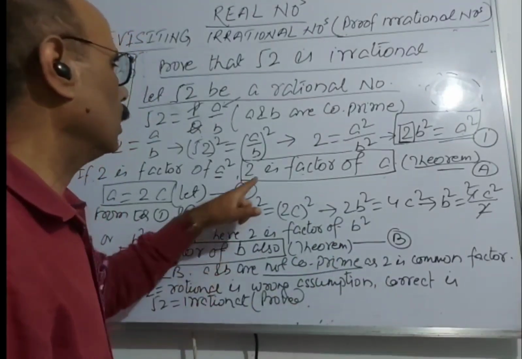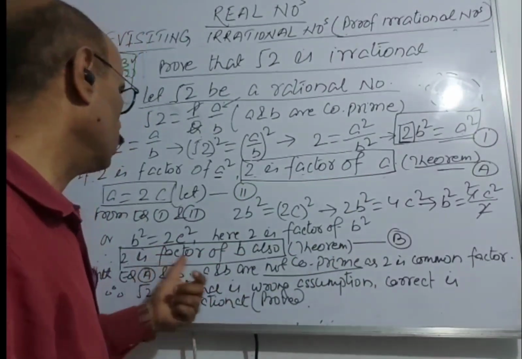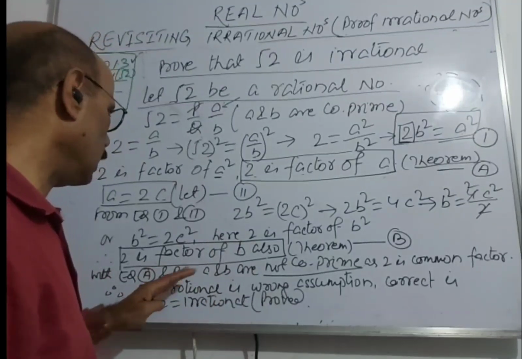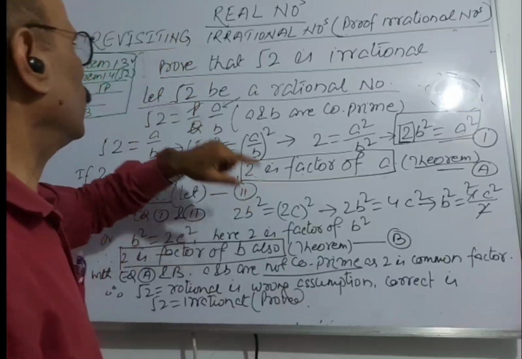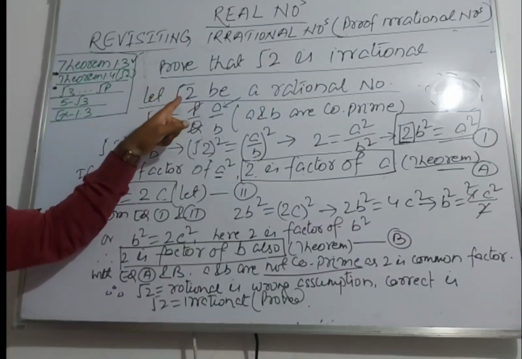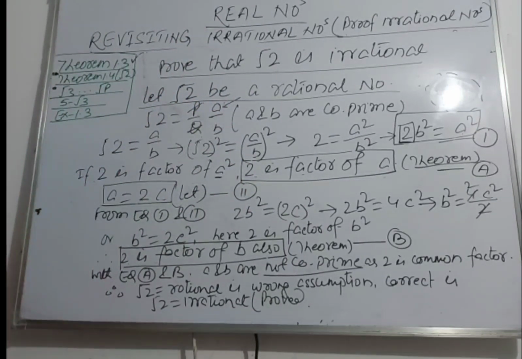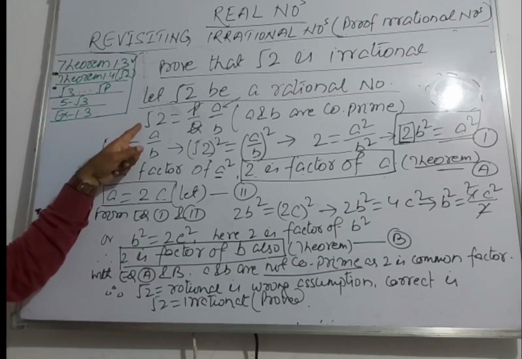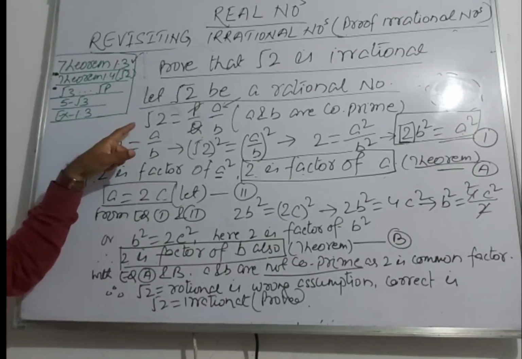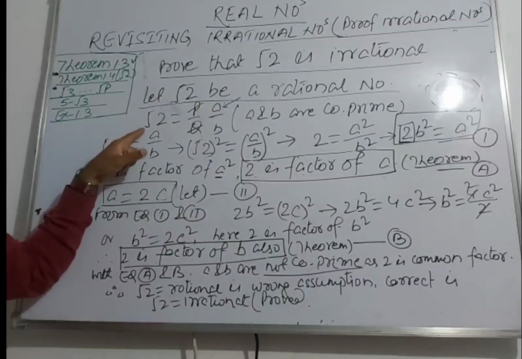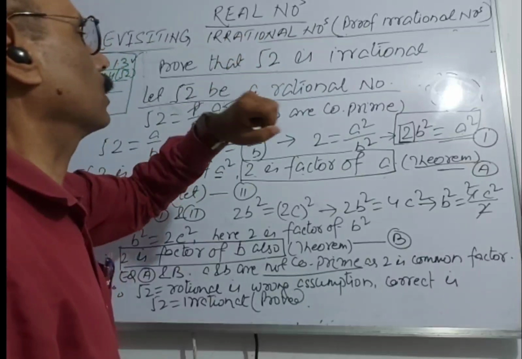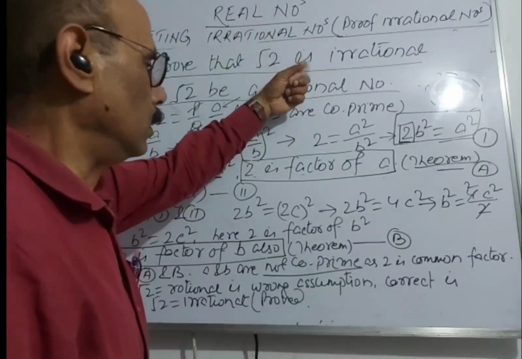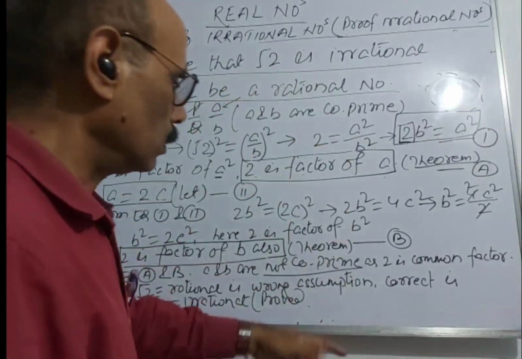Another equation. Earlier it was 2 is a factor of A, here 2 is a factor of B. That means A and B both are not co-prime numbers, whereas we have assumed they are co-prime. This assumption is wrong, not correct. So that means the assumption that root 2 is rational is also not correct. That means the correct statement is that root 2 is irrational. So we have proved root 2 is irrational.